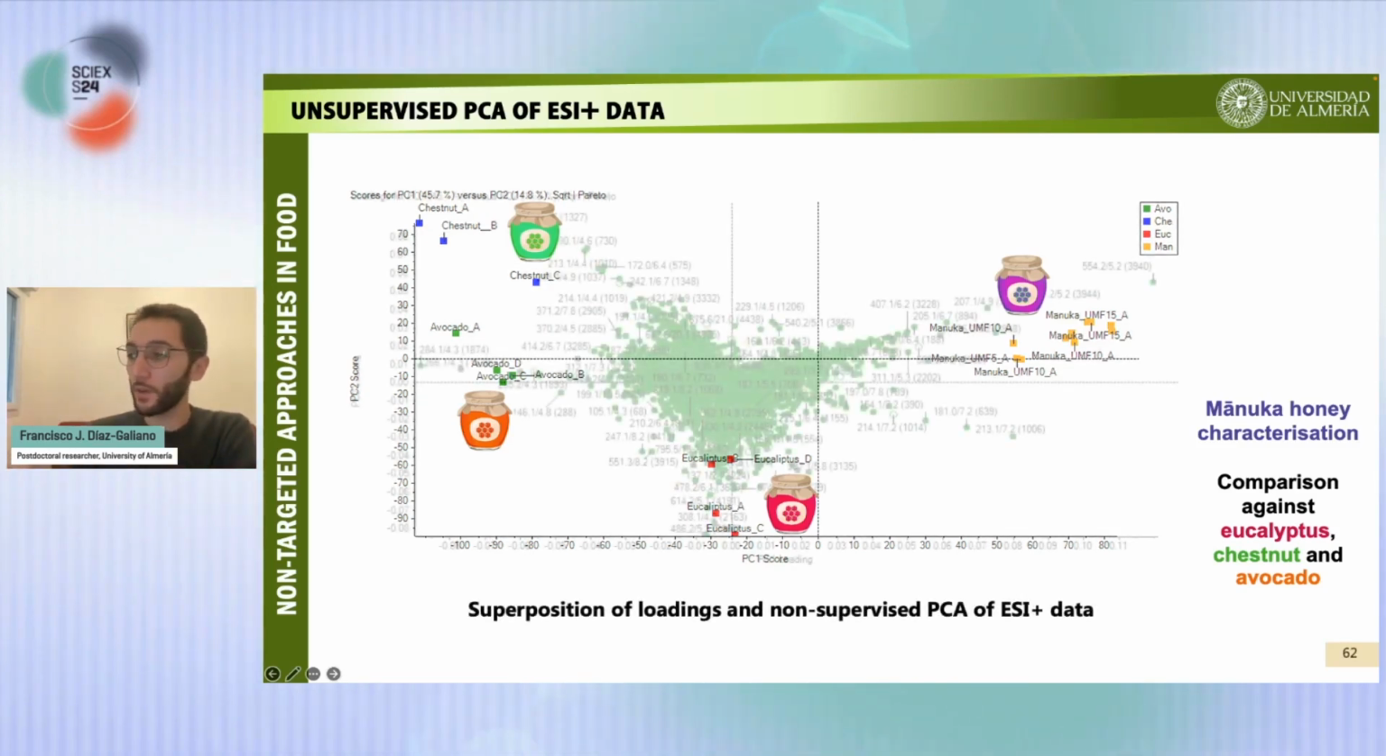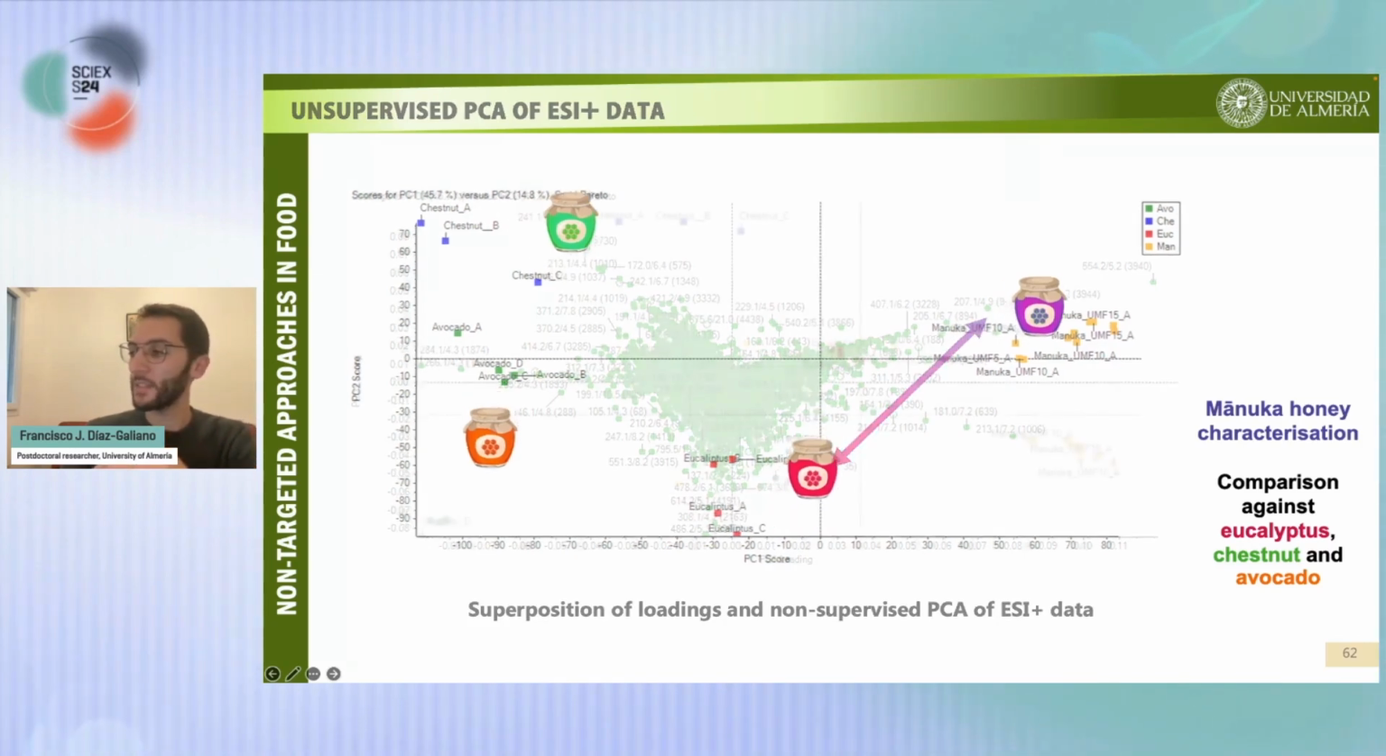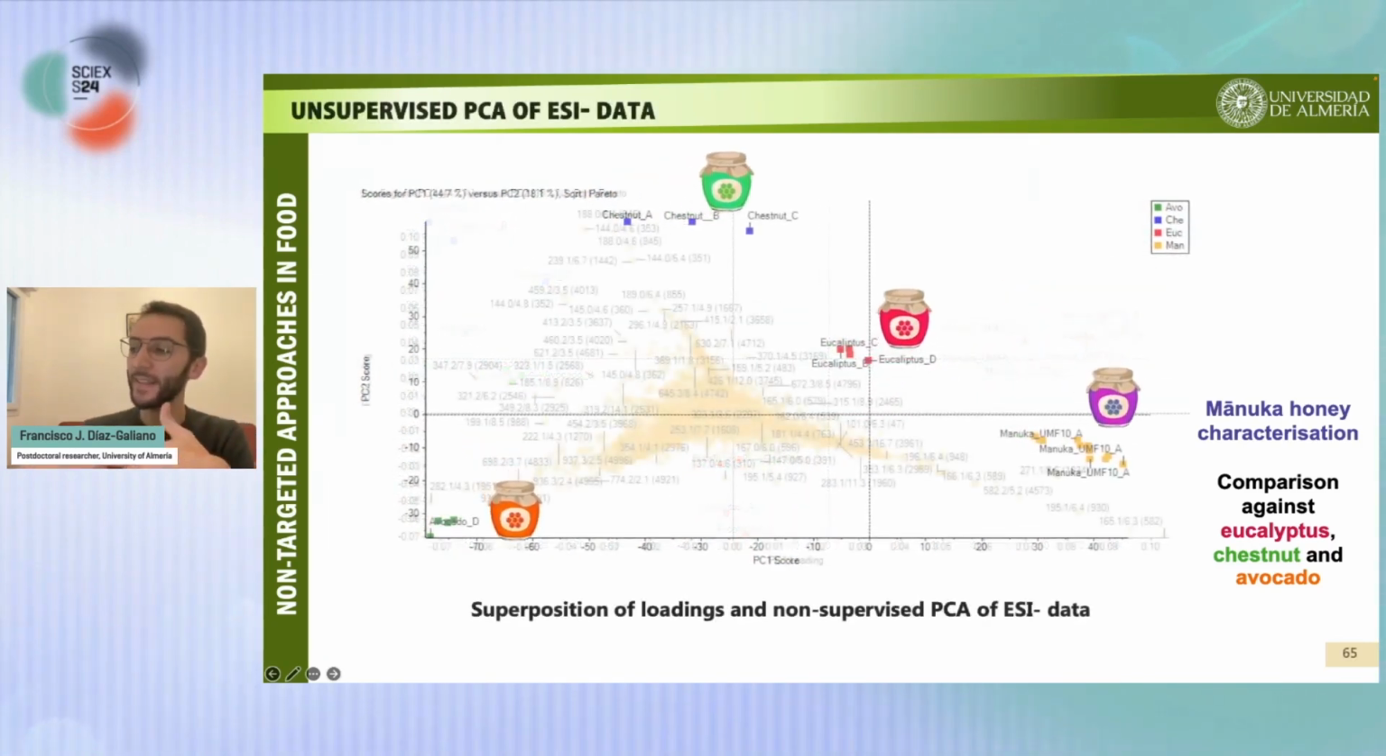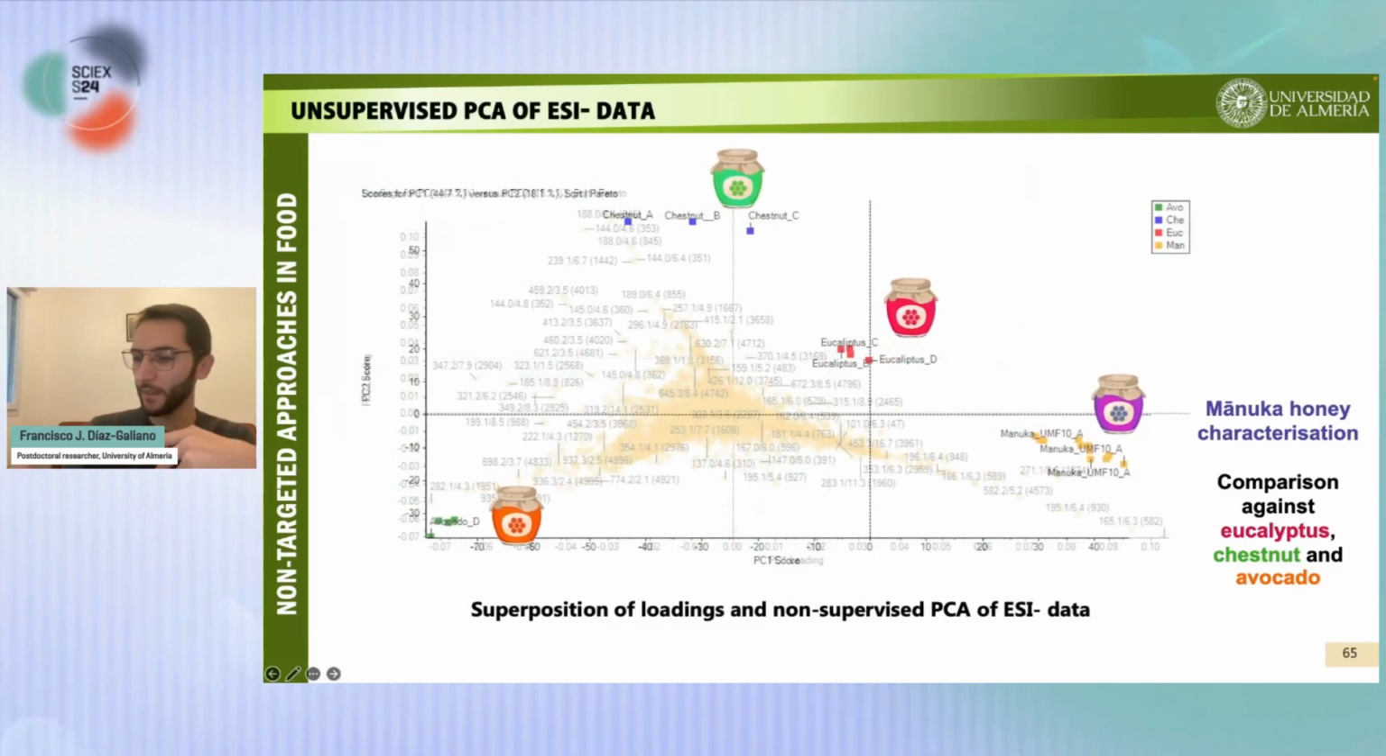Eucalyptus honey was the variety showing the greatest similarity to Manuka honey in terms of ions in the electrospray positive mode. And this situation also repeated in the electrospray negative mode evaluation. Again, eucalyptus was the most similar commodity to Manuka honey.